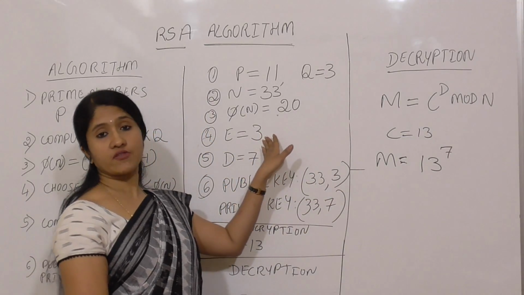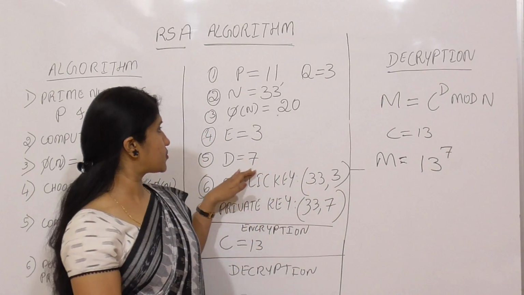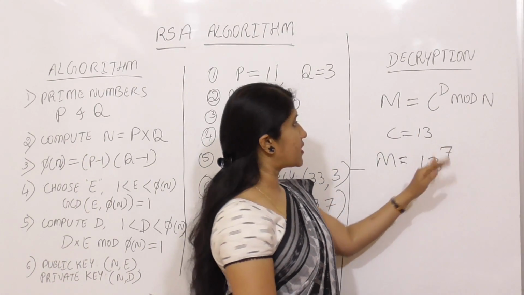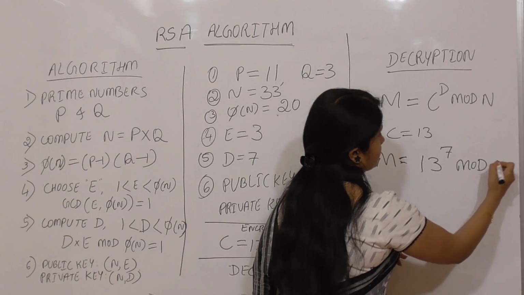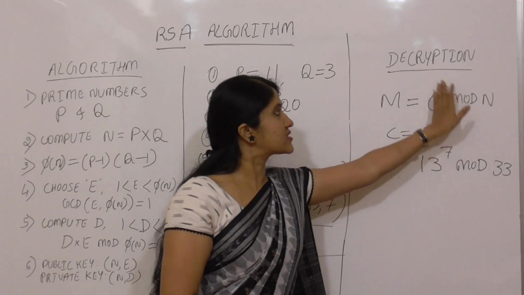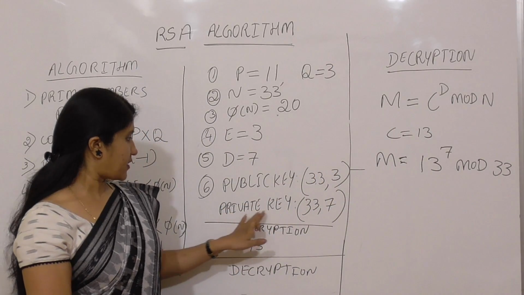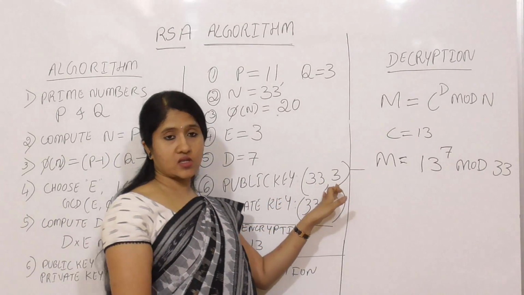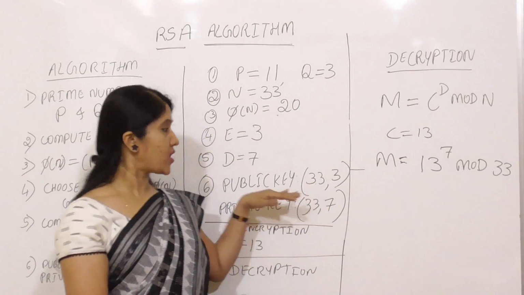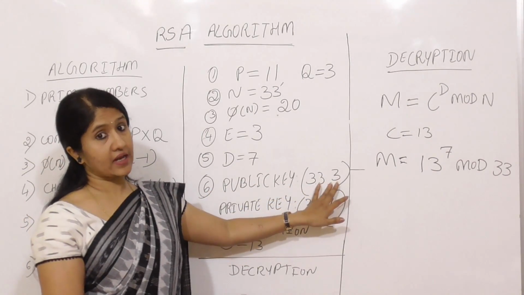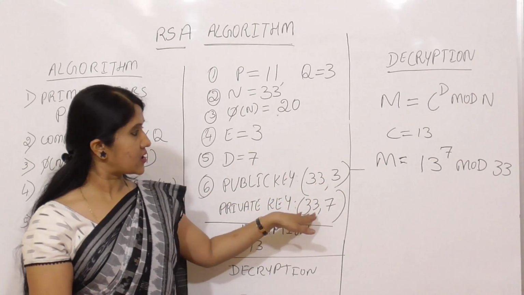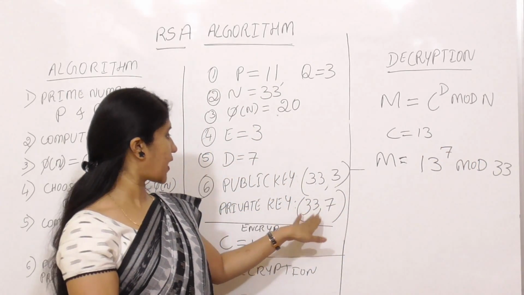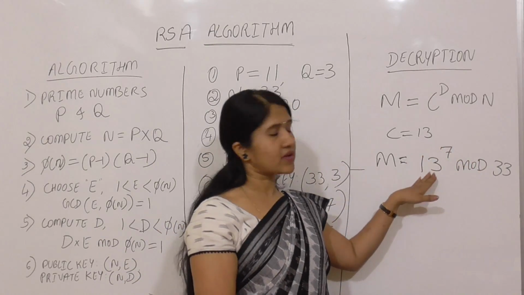Are you observing it? For encryption I used value E, and for my decryption I am using value D. So C to the power D mod 33. That's why I am using N as well as D here. That's why I have given the private key as N as well as D. Why did I give my public key? Because in the formula I used E as well as N. That's why my public key is 33 and 3 while encrypting. While decrypting I'm using my private key, that is N and then D, along with the ciphertext.